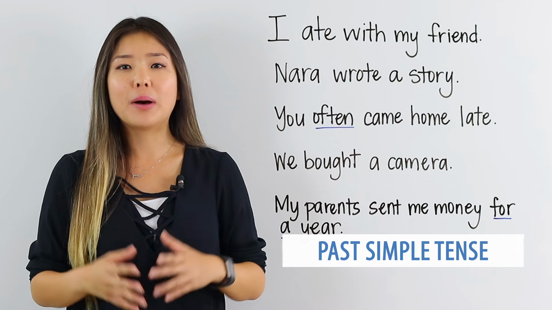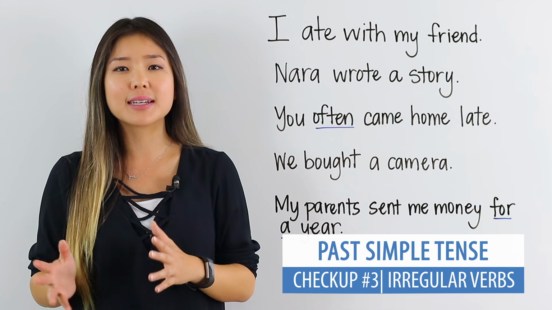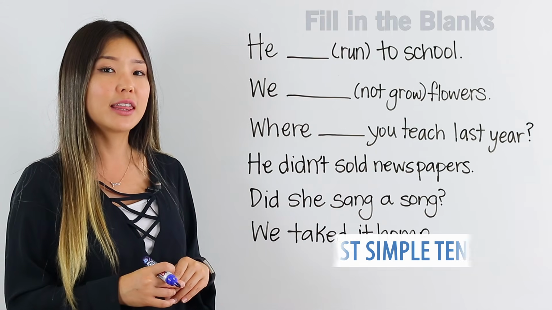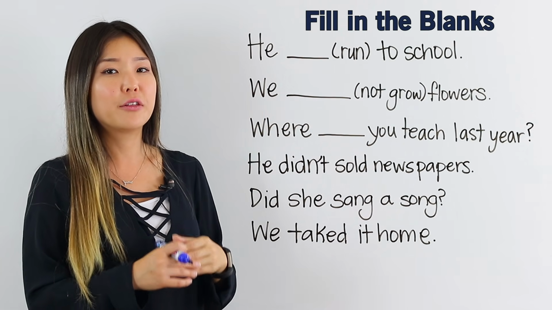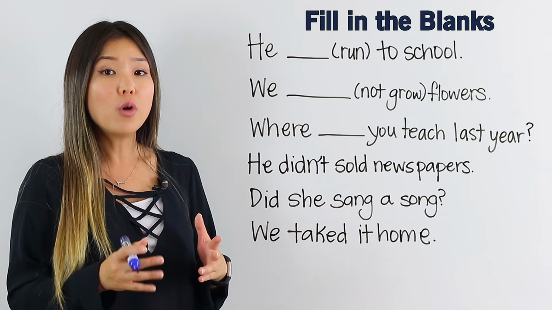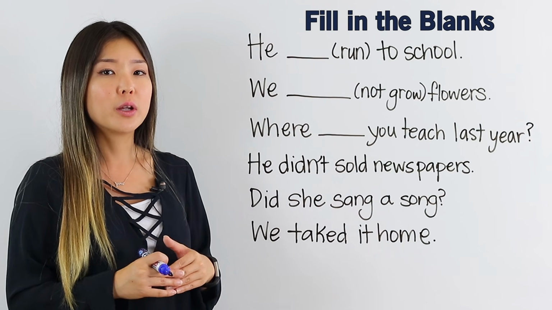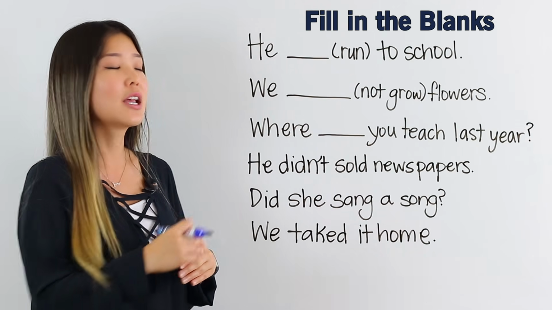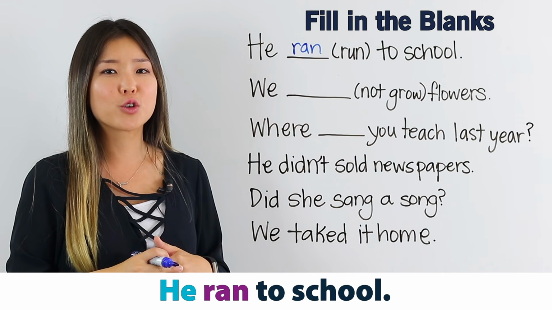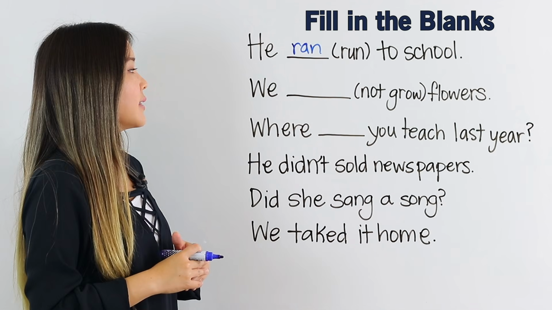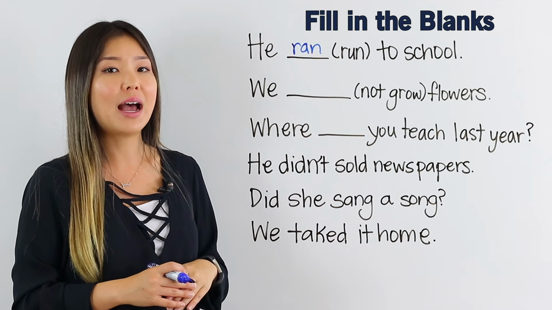Now, I'll talk about irregular verbs in the past simple tense. Take a look at the first sentence. He blank to school, and the verb is run. Run is an irregular verb, so the past tense form is ran. He ran to school. The next sentence says, we blink flowers.